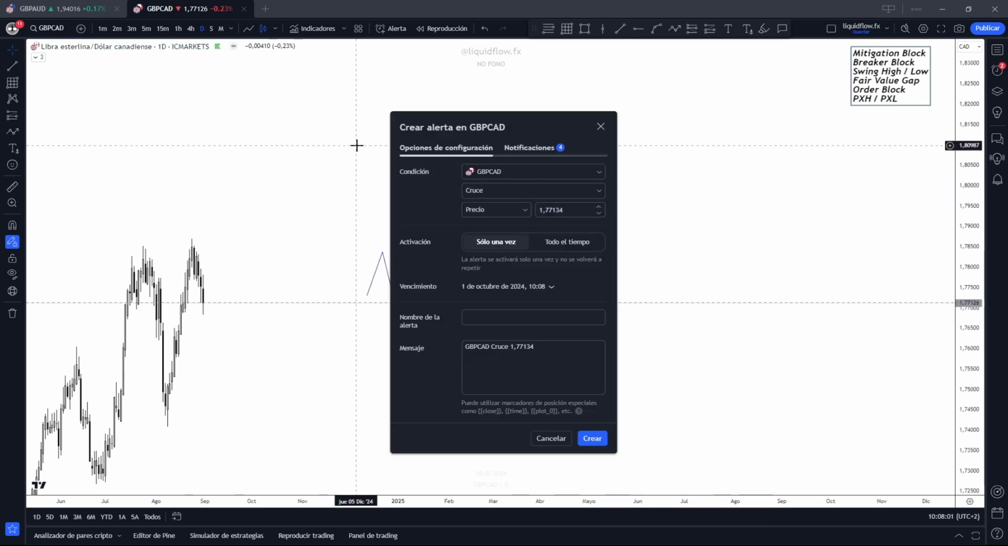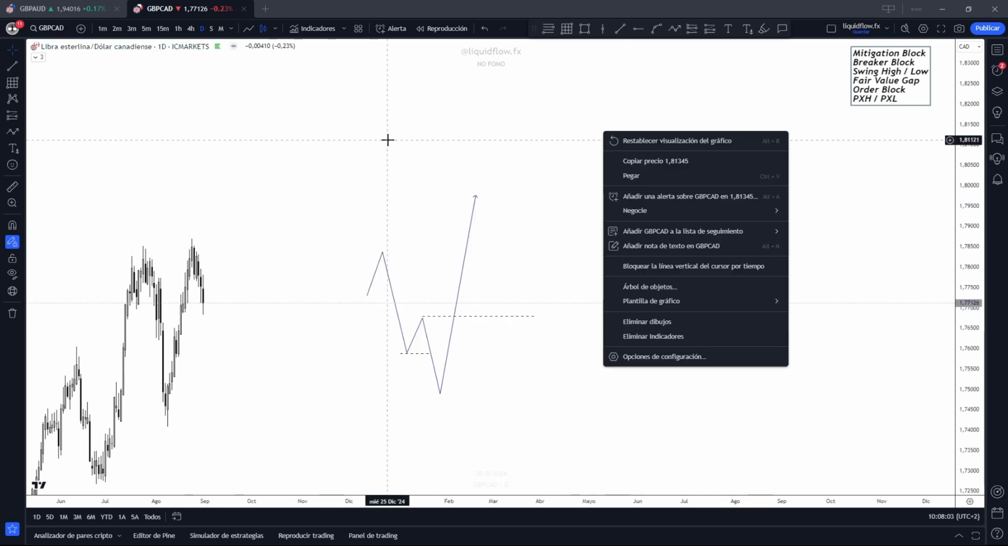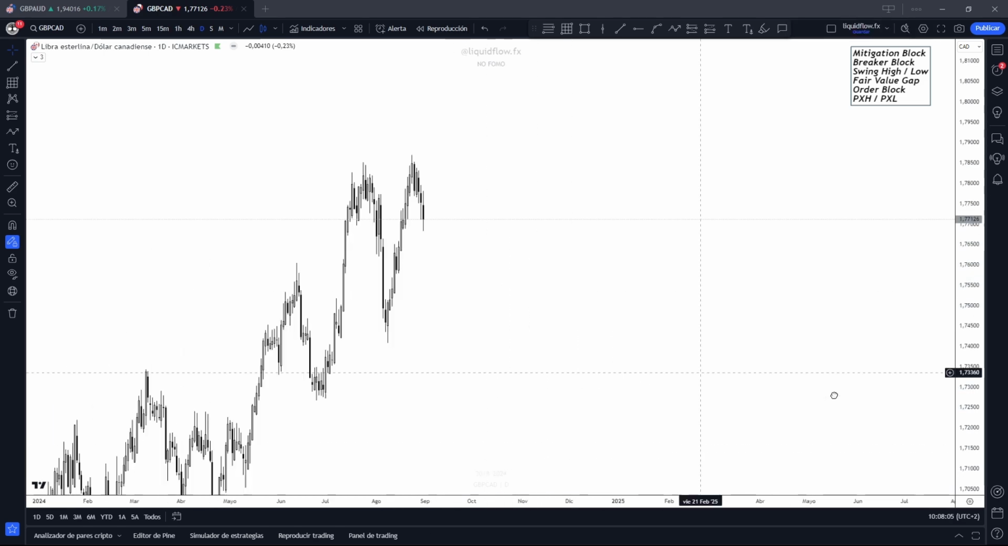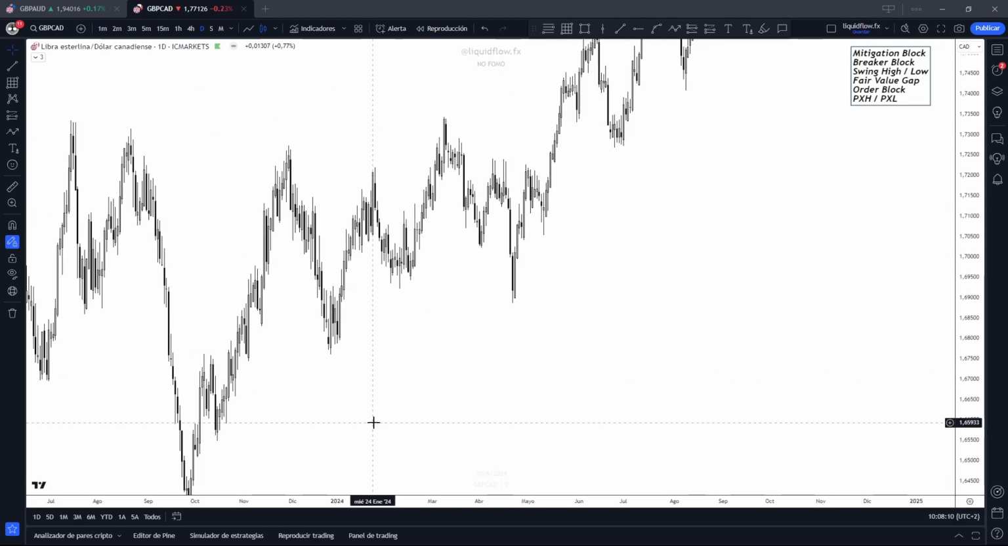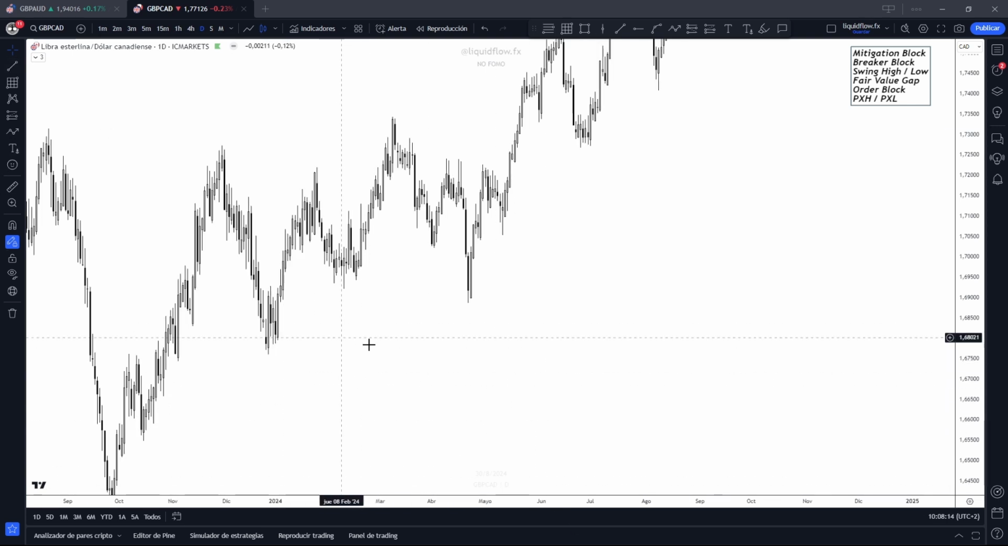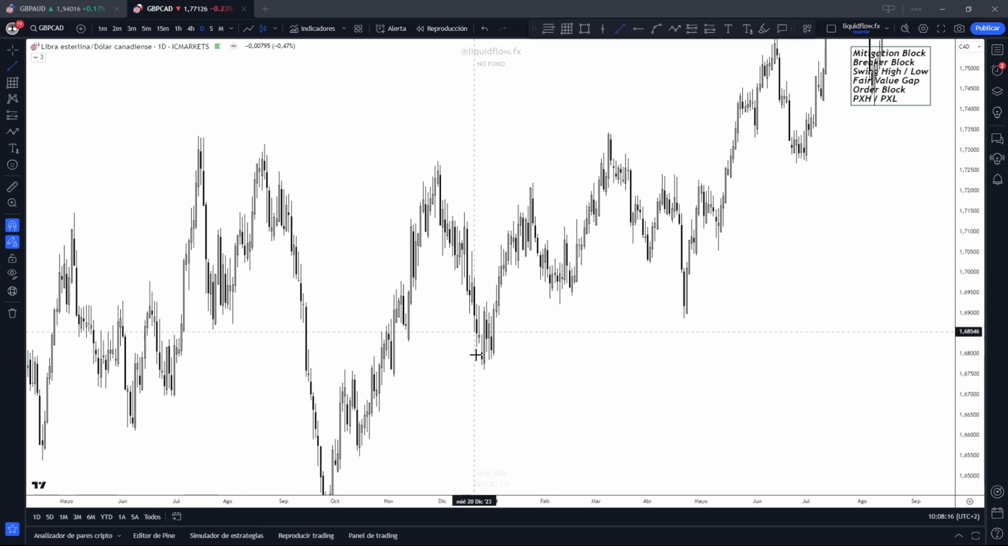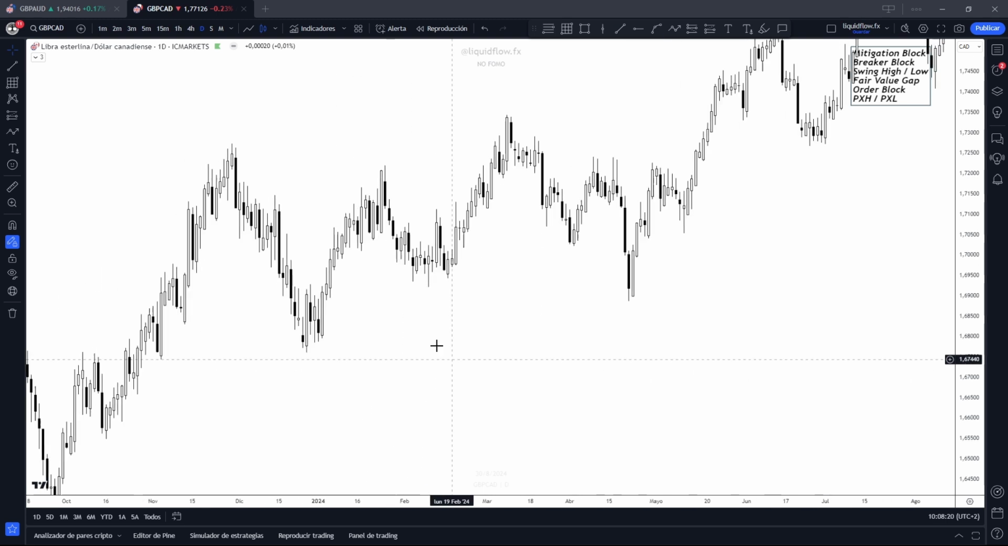Okay, let's see some examples here. Okay, here we have, what do we have here? In this case, we have this order block, right? So we have a sweep of liquidity.